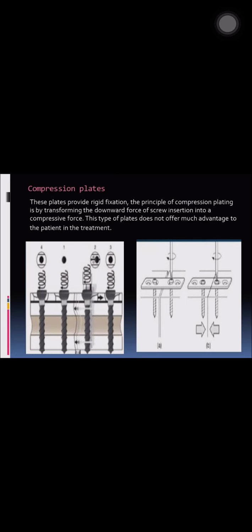Compression plates. These plates provide rigid fixation. The principle of compression plating is by transforming the downward force of screw insertion into a compressive force. This type of plates doesn't offer much advantage to the patient in the treatment.